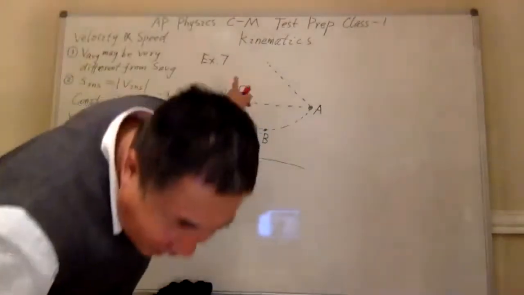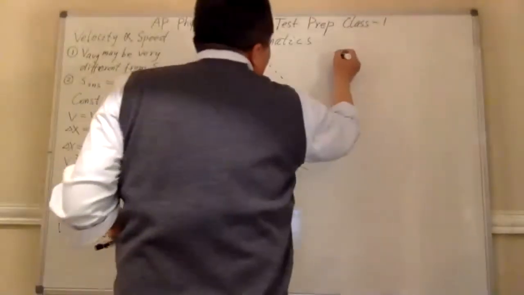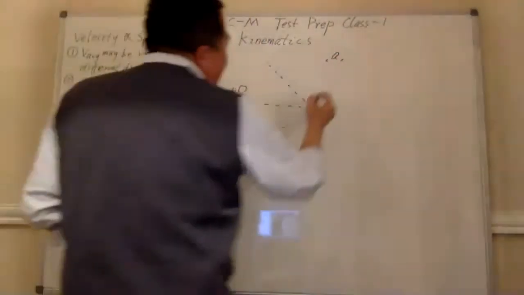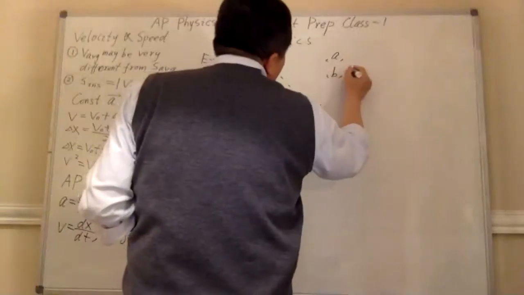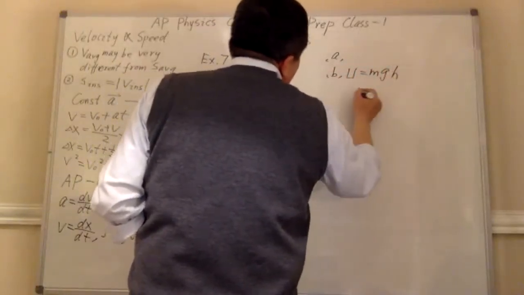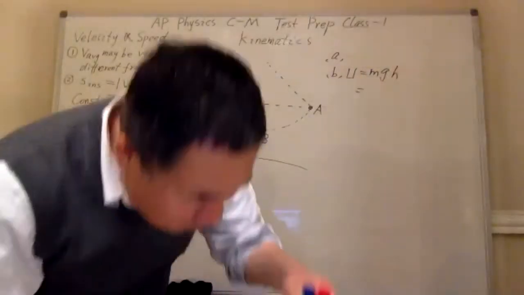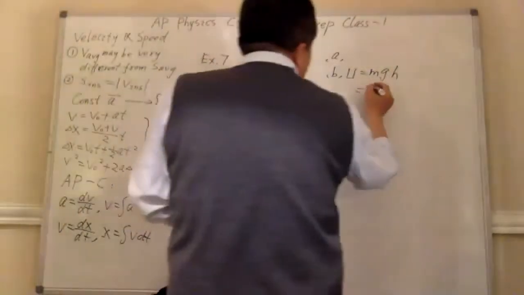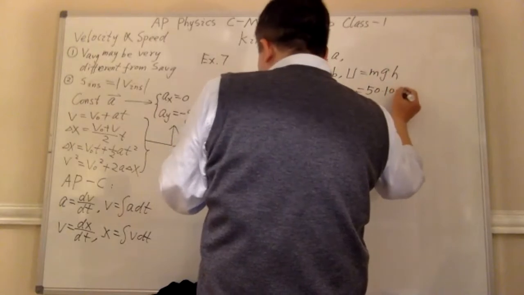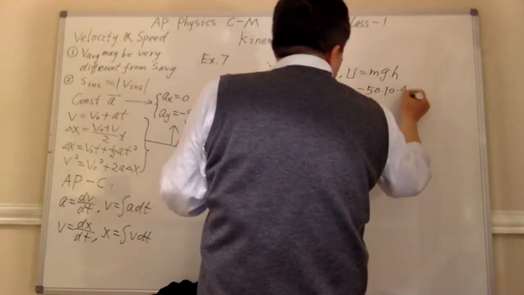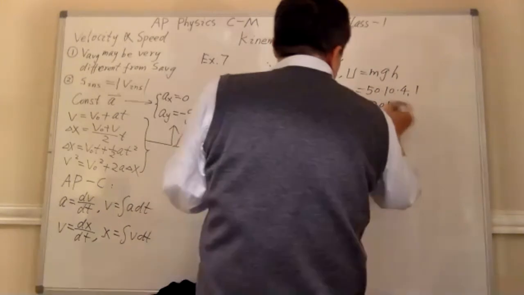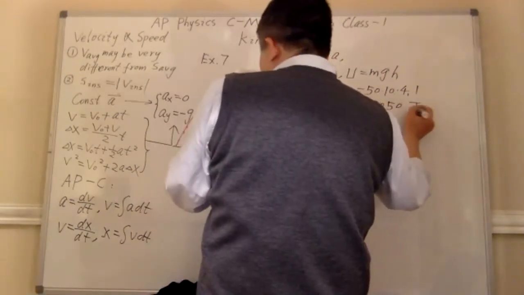We say that A is the hard part, a little bit hard, and we need to see what happens. B is easy. Potential energy, everybody knows, is mgh. The mass they tell you is 50, g you say is 10, and the height is 4.1. So you get together 2050 joules. Makes sense? That's what everybody knows.